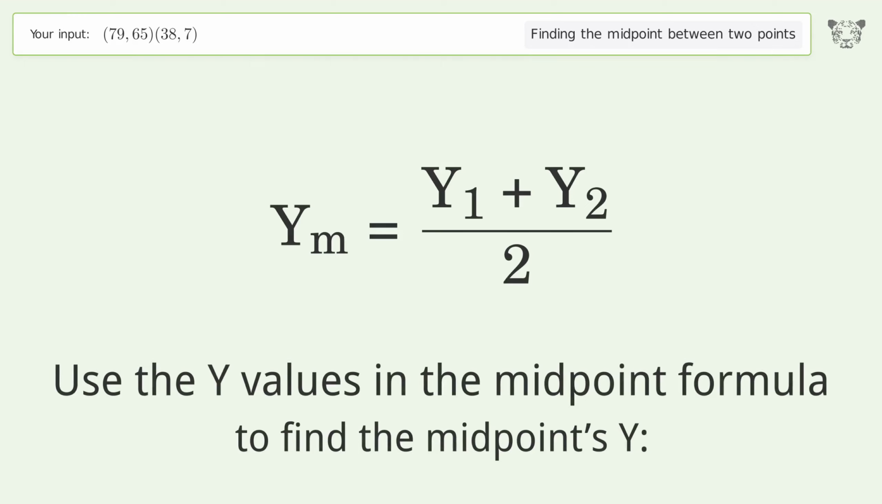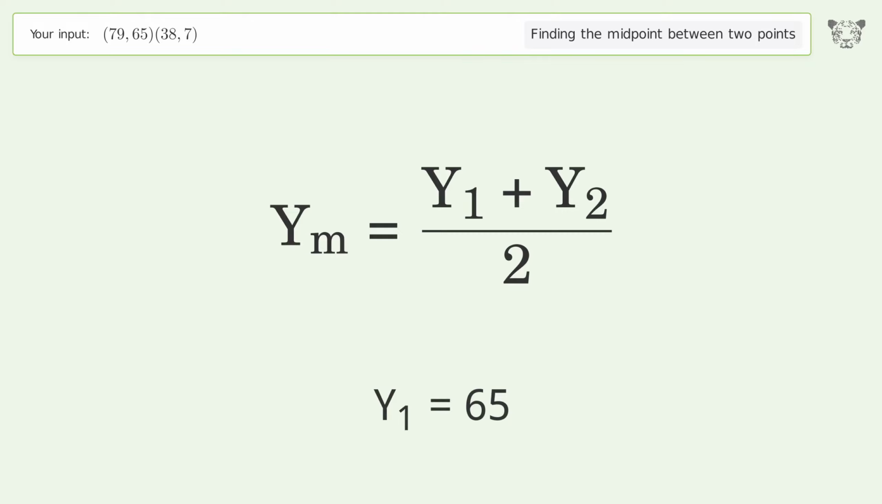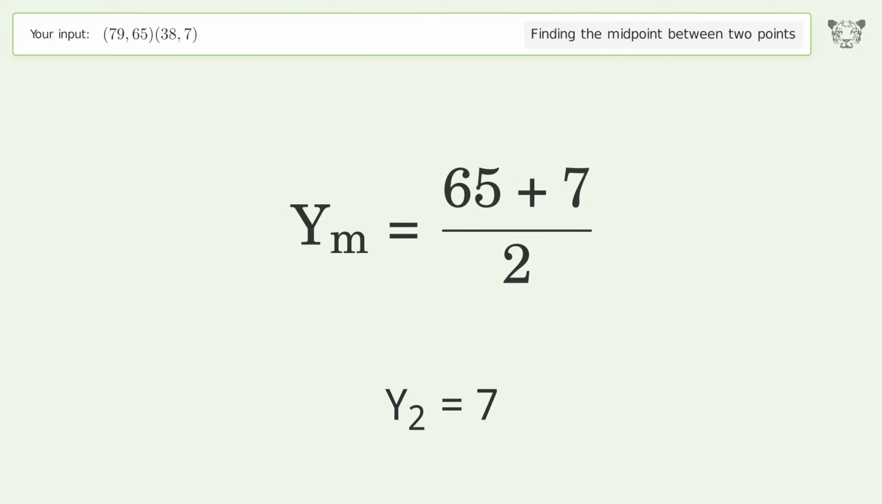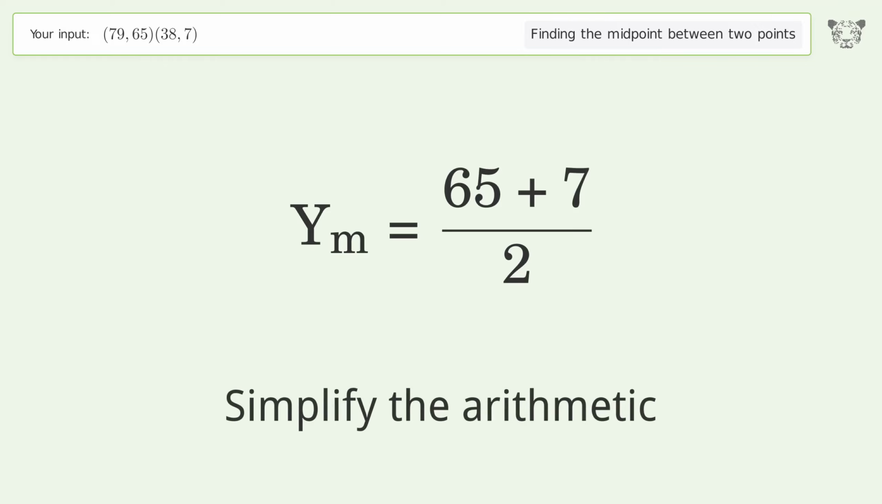Use the y values in the midpoint formula to find the midpoint's y. y1 equals 65. y2 equals 7. Simplify the arithmetic.